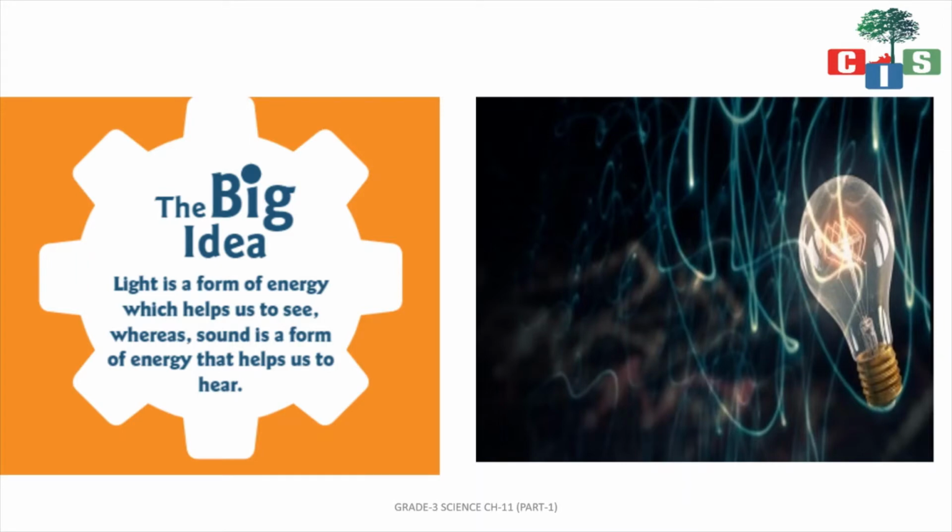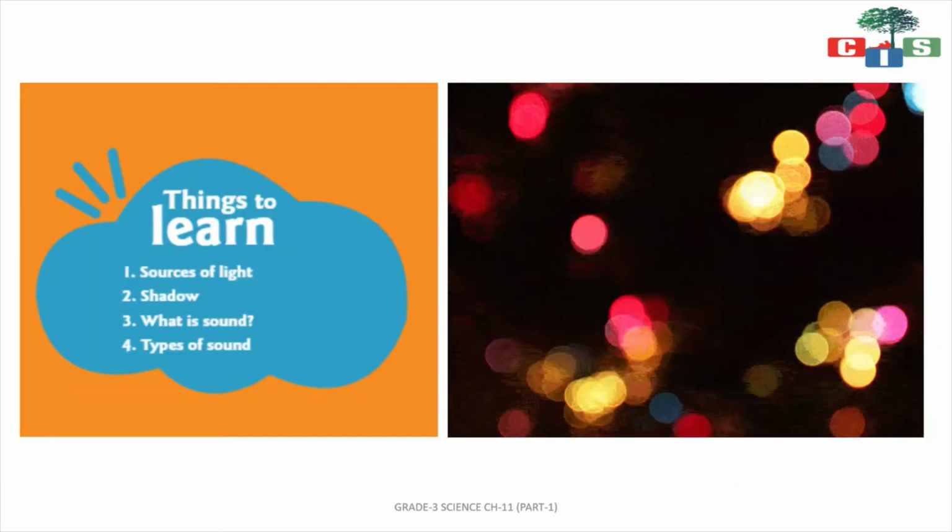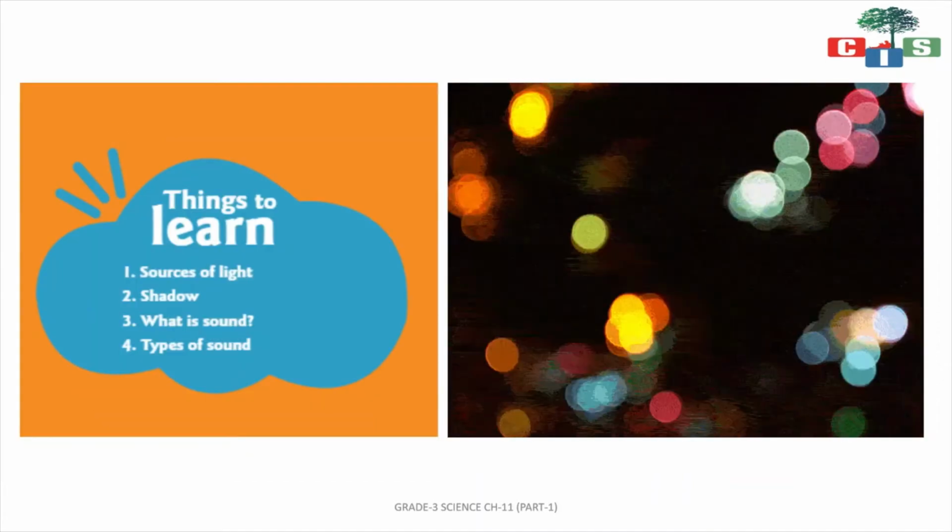Light is a form of energy which helps us to see, whereas sound is a form of energy that helps us to hear. So both light and sound are a form of energy. Because of light, we are able to see things all around us, and because of sound, we are able to hear.